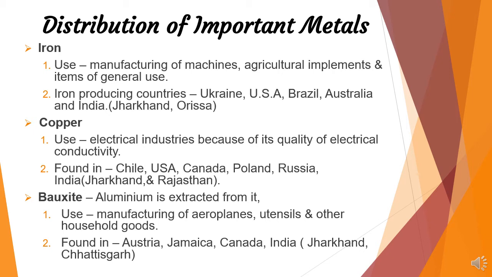Next is bauxite. Aluminium is extracted from it. It is used in manufacturing of aeroplanes, utensils and other household goods. It is found in Austria, Jamaica, Canada, India. Okay. Now, how can we conserve the minerals?